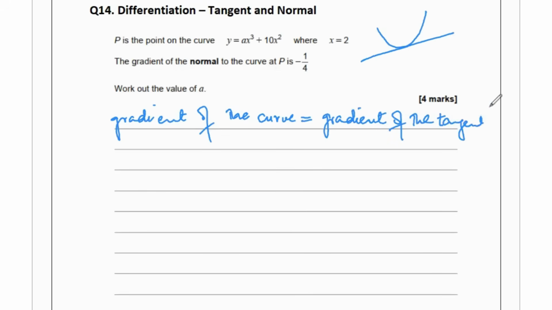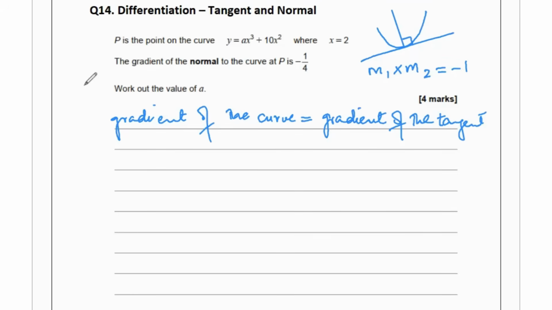But if we have a normal to the curve, that means it's making a 90 degree. This line is making a 90 degree with the tangent. That means both are perpendicular. And if two lines are perpendicular, M1, gradient of line 1, times gradient of line 2 will always equal negative 1.